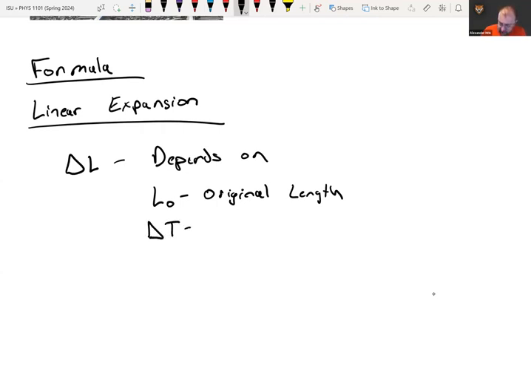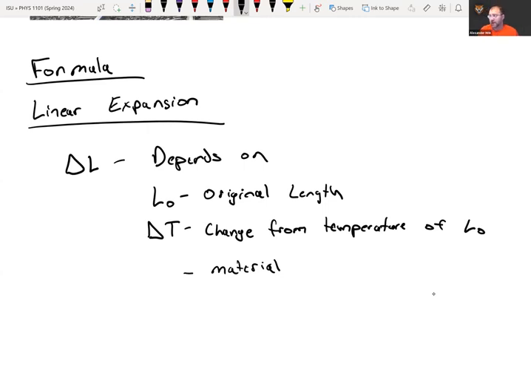We also have a delta T, and really this is the change in temperature from the temperature at L0. So basically you have a reference length and a reference temperature. Whatever the temperature was at L0, that's your reference temperature. Delta T is how much you're different from that reference temperature. So it's not the absolute temperature, it's whatever the change is from what it was when the length was L0. And then the last thing it's going to depend on is the material.